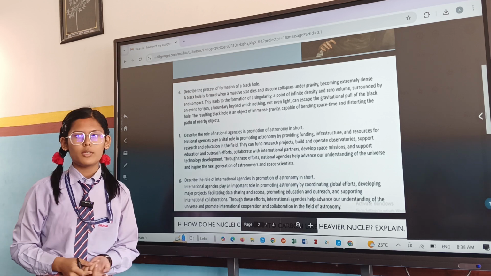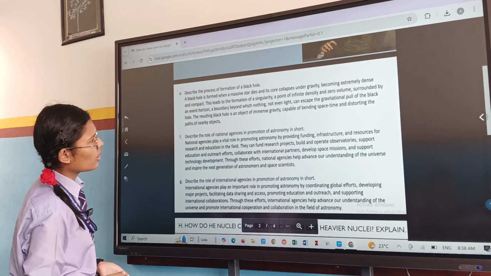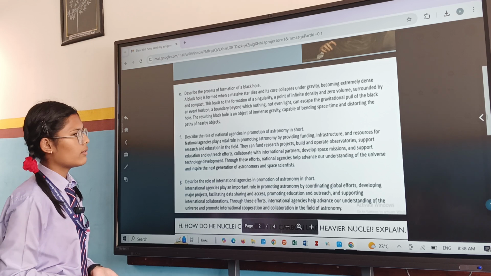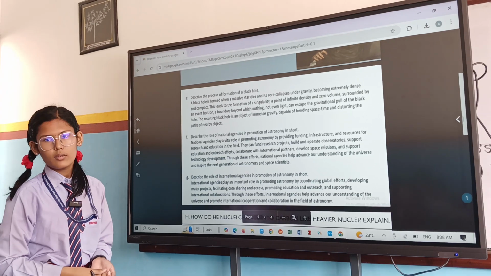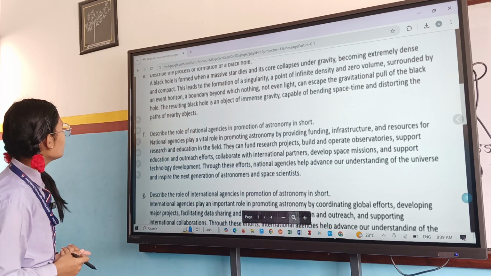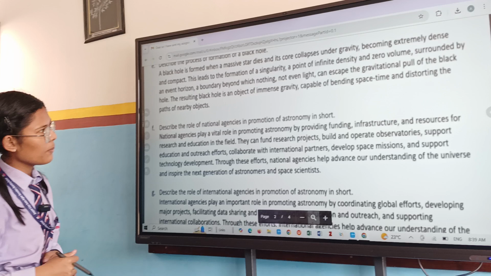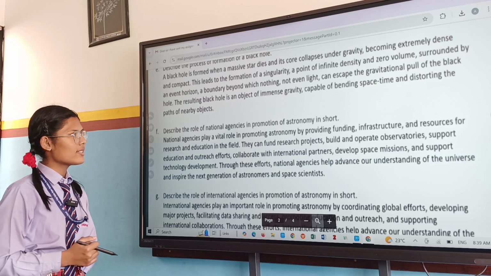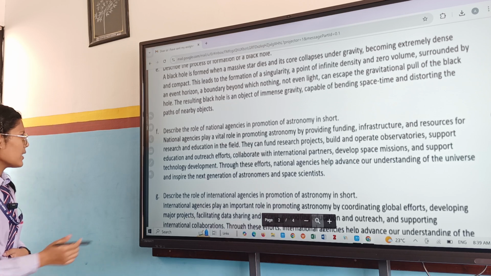Describe the process of formation of a black hole. A black hole is formed when a massive star dies and its core collapses under gravity, becoming extremely dense and compact. This leads to the formation of a singularity, a point of infinite density and zero volume, surrounded by an event horizon, a boundary beyond which nothing, not even light, can escape the gravitational pull of the black hole. The resulting black hole is an object of immense gravity, capable of bending space-time and distorting the paths of nearby objects.